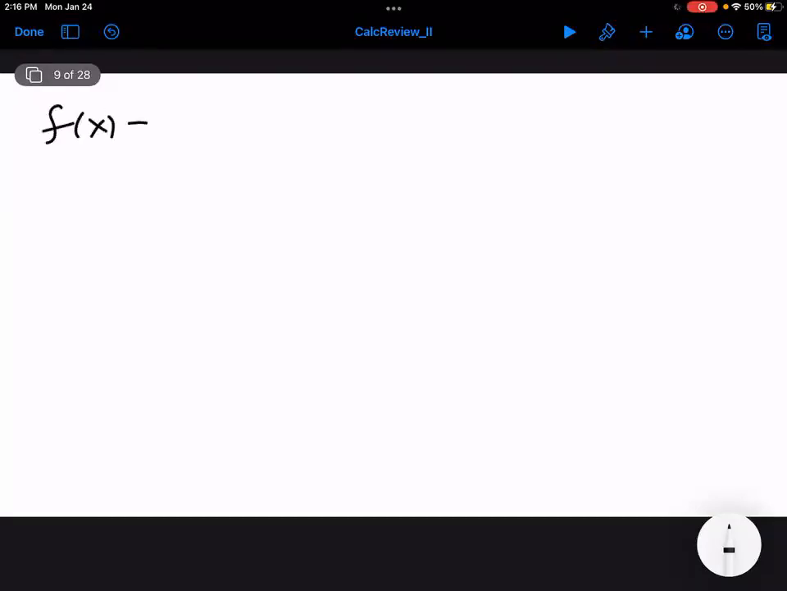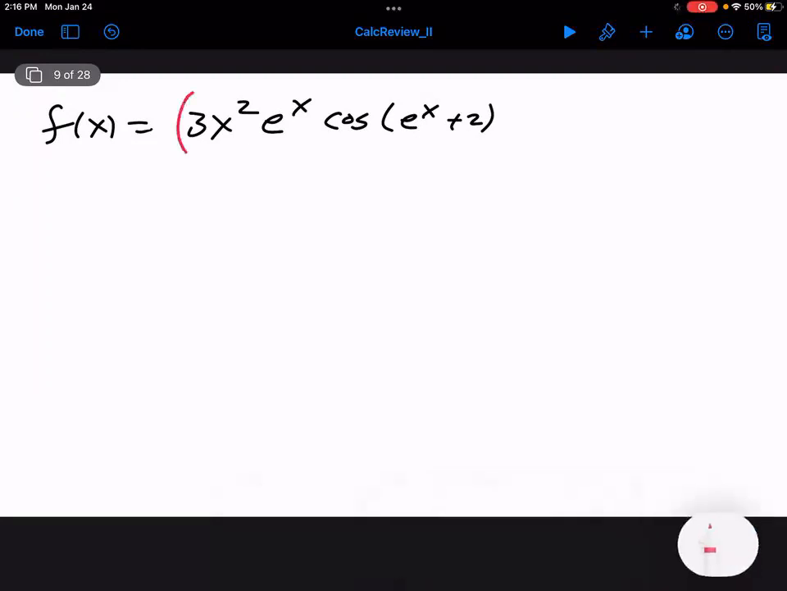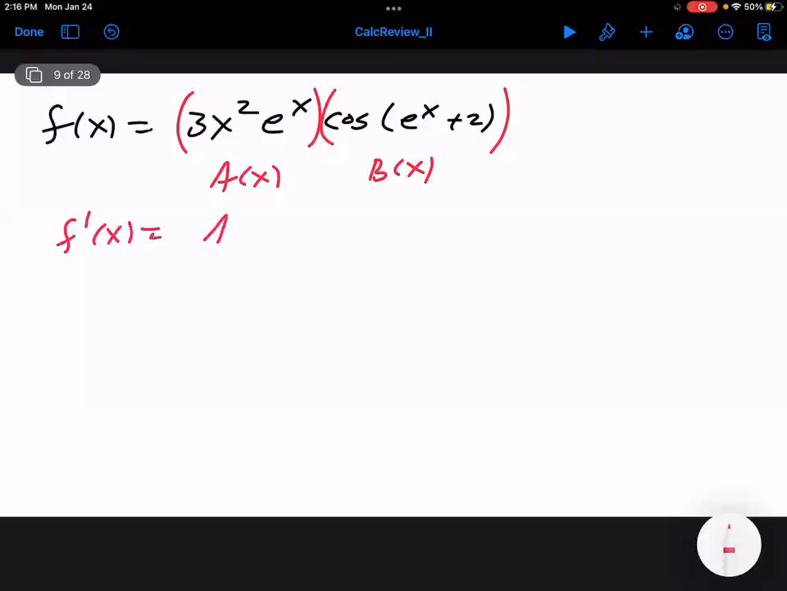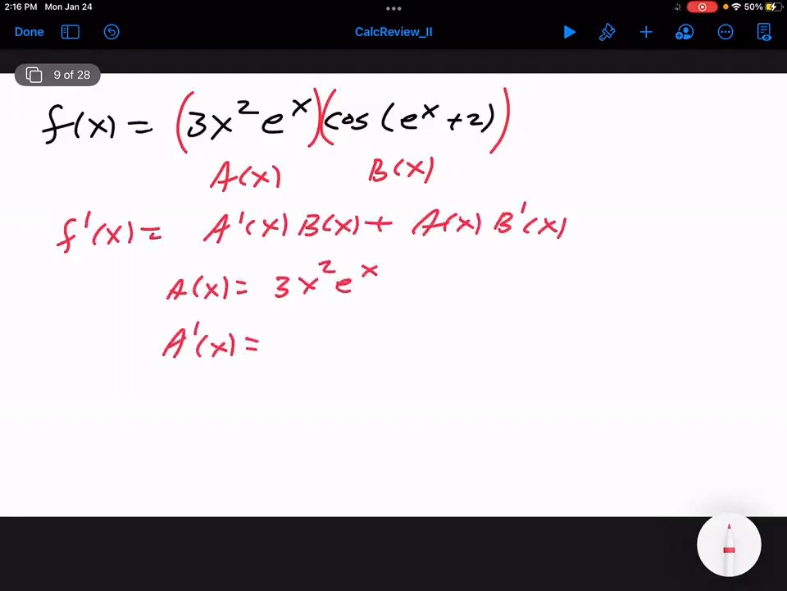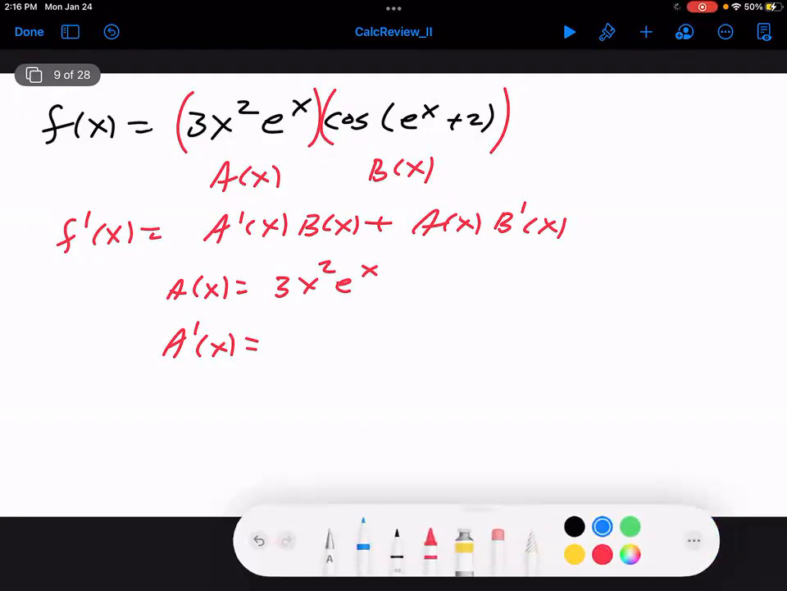So for example, if I give you f of x is 3x squared e to the x cosine of e to the x plus 2, this looks painful. Well, what I could do is I could say, well, look, let me set this up as a product rule, and I'll group it like this. And so I'll call this a of x, I'll call this b of x. f prime of x is going to be a prime of x, b of x, plus a of x, b prime of x. a of x is 3x squared e to the x. a prime of x, okay, I would use the product rule for this. And so if I use the product rule for that, I'd have the derivative. And again, you can always decide how many steps you want to put in.